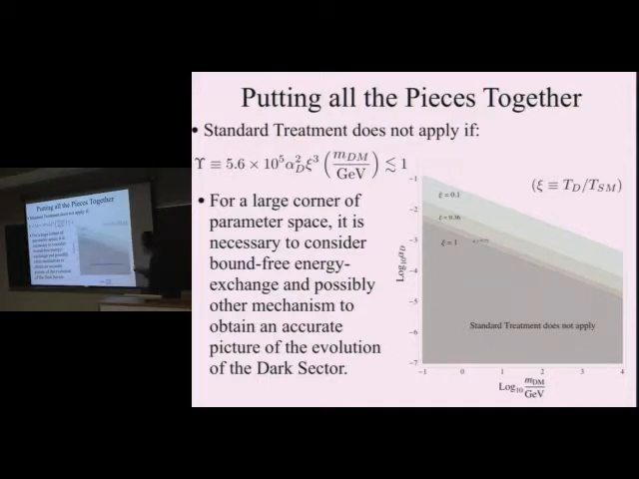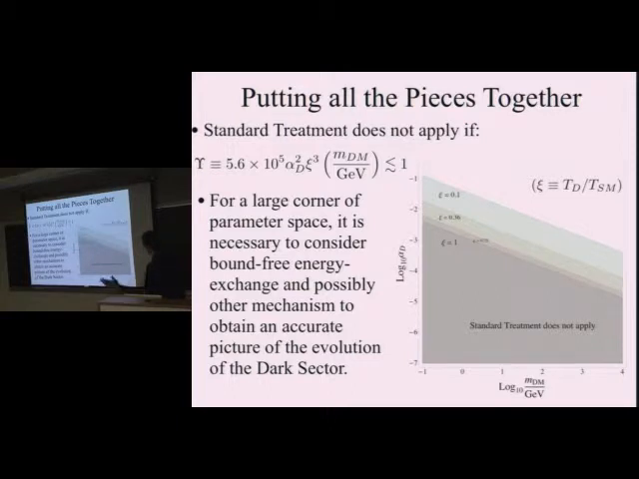So the standard treatment of recombination, as described in Peebles and others, works as long as this epsilon, which is defined as this, is larger than 1. If this is smaller than 1, the standard treatment does not apply. And here I'm plotting the log of alpha versus the log of the mass for different values of the ratio of the dark sector temperature to the standard model temperature.